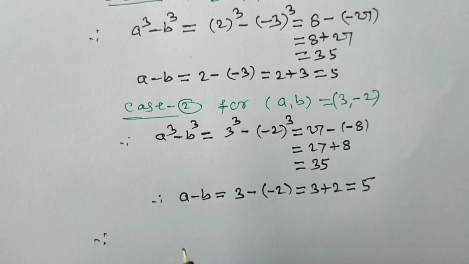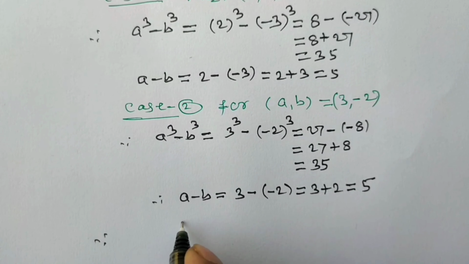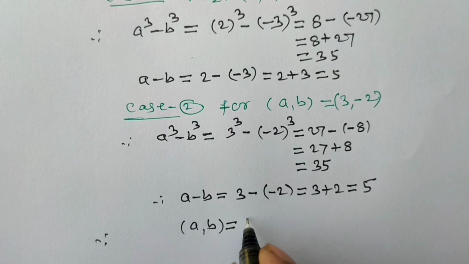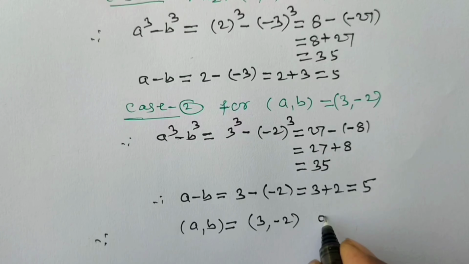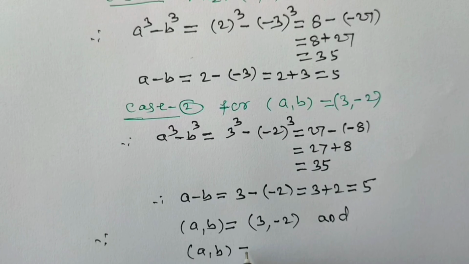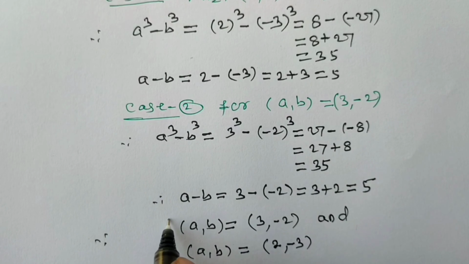In this way, we have proved the second equation also, a minus b is equal to 5. Hence, there exist two pairs of values of a and b: a comma b is equal to 3 comma minus 2 and a comma b is equal to 2 comma minus 3. And this is the answer.